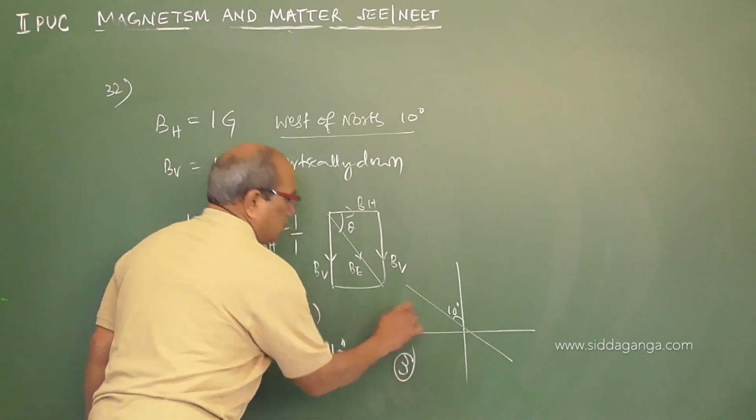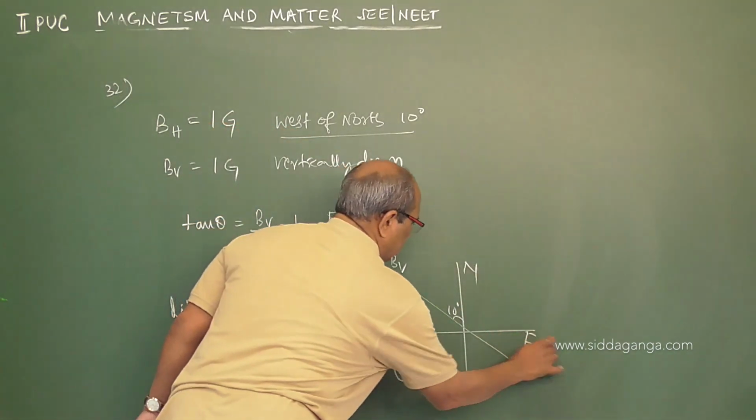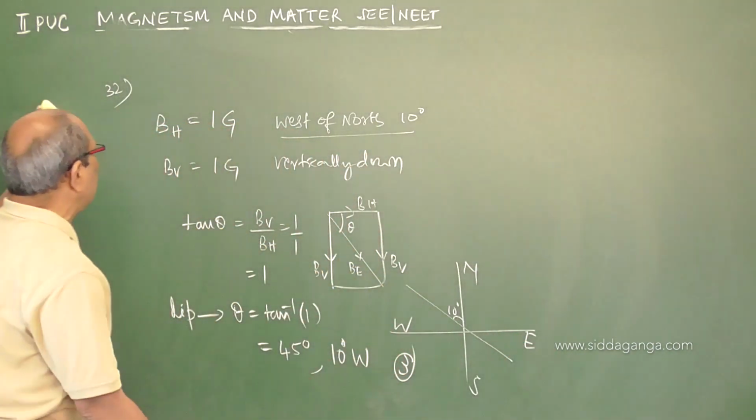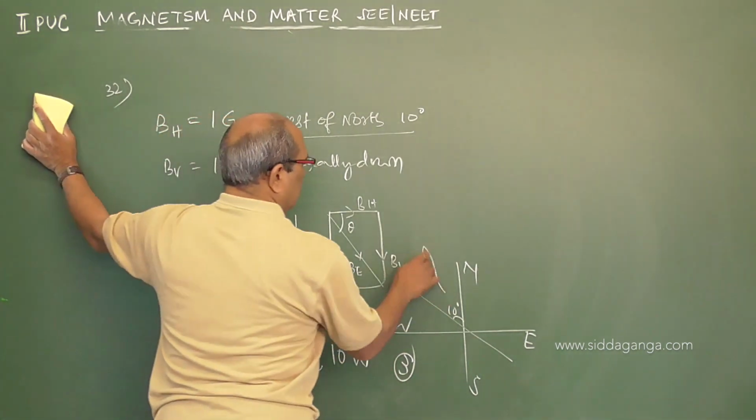It is north, south, east, west. West of north is 10 degree. That represents the declination.